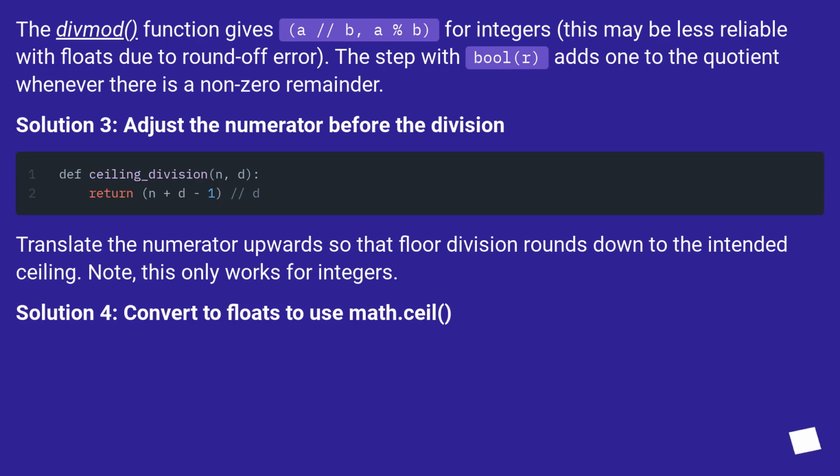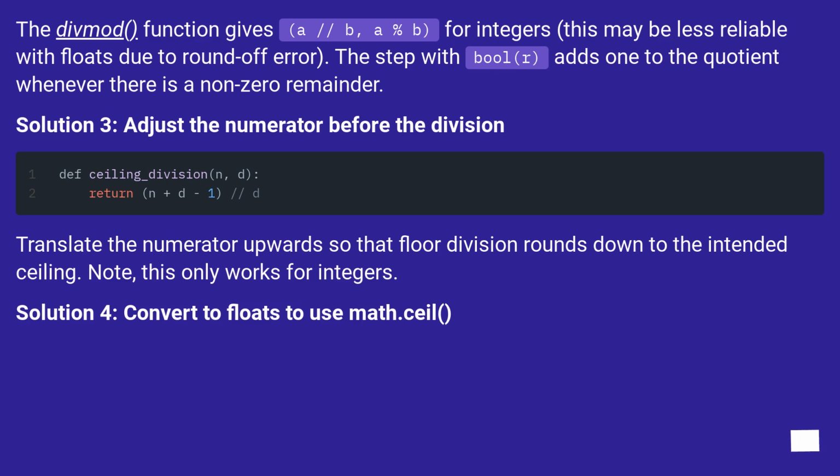Solution 3. Adjust the numerator before the division. Translate the numerator upwards so that floor division rounds down to the intended ceiling. Note, this only works for integers.